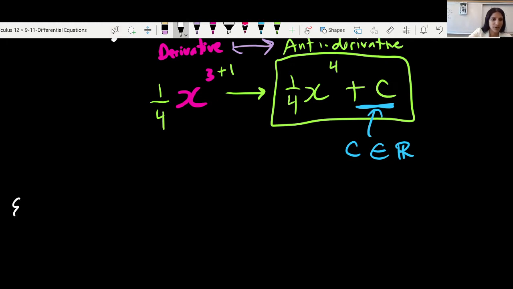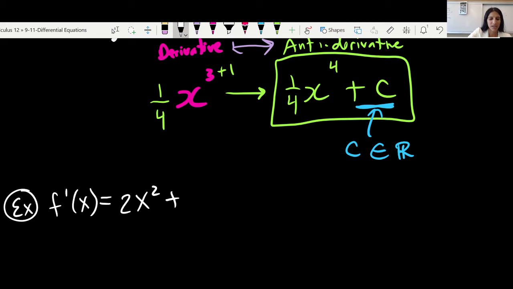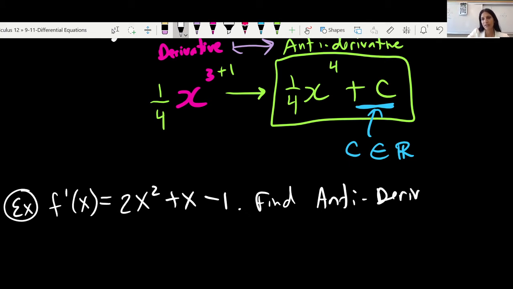Okay, so let's do another one. Let's take the antiderivative of, if we have f prime of x equals 2x squared plus x minus 1. So find the antiderivative.